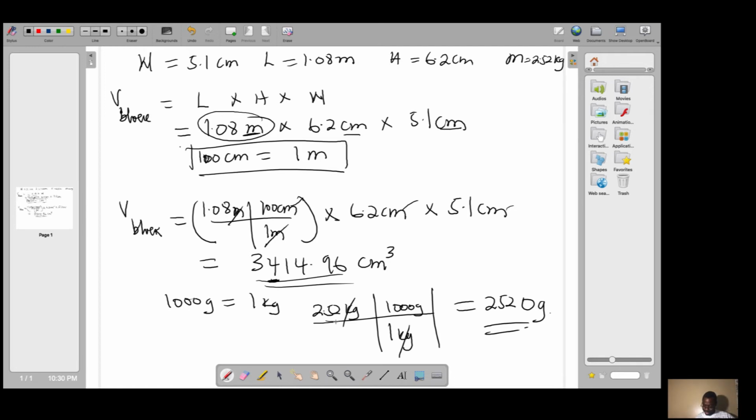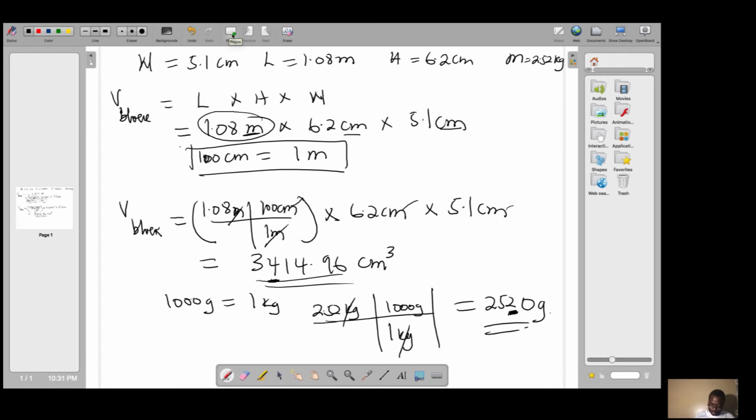Now this one has 3 significant figures. So that means that if you keep track of it, it's going to end here. Okay, it's going to end at 2. Okay, so now let's proceed to calculate our density.